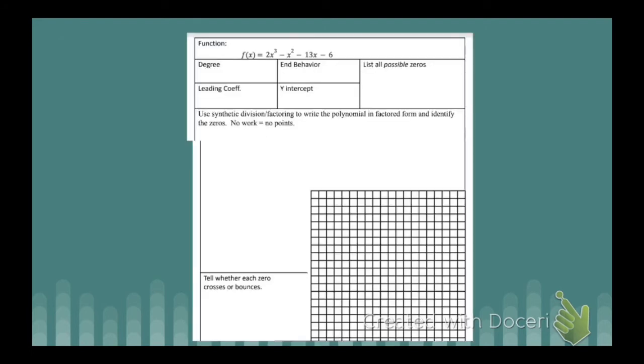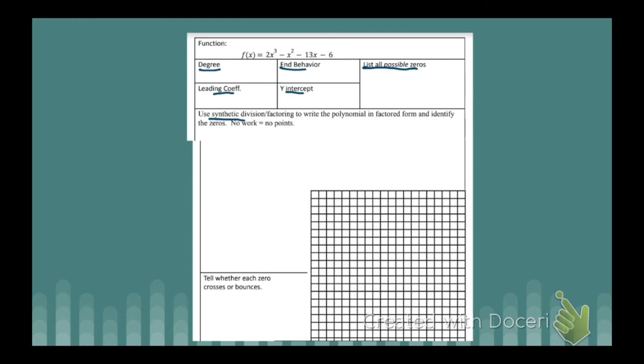This last problem is a lot like what you did in 6 through 9, just kind of spelled out a little bit more. So to start with, you're going to find your degree and your leading coefficient. Those are going to determine your end behavior. To find the y-intercept, we're just plugging 0 in for x. Then we're going to list all possible zeros. Remember, that's our p divided by q, and every possible combination of those with pluses and minuses.